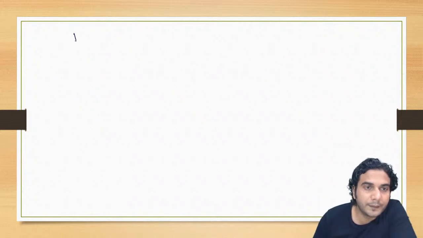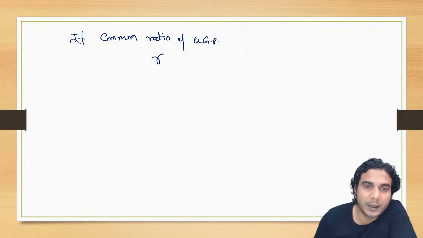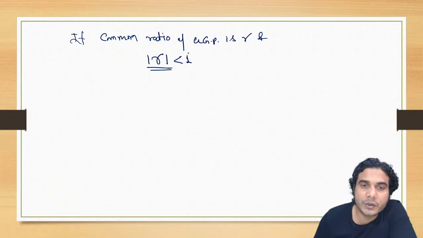There's a condition on the common ratio. If the common ratio r of a GP satisfies mod of r less than 1, then you can see these terms.